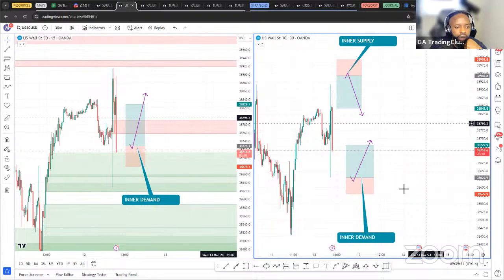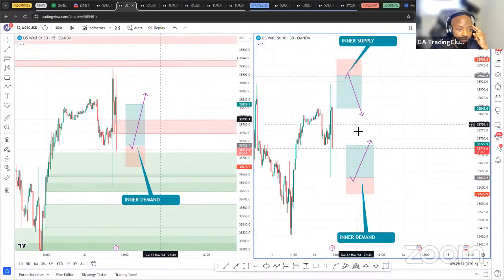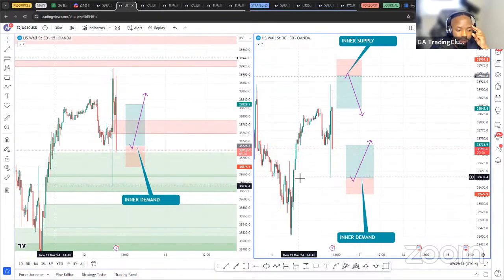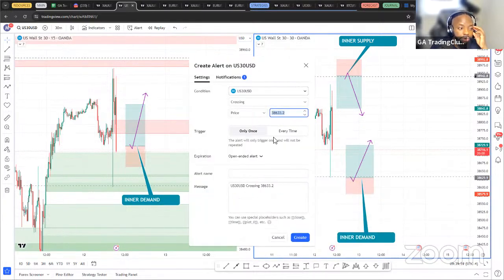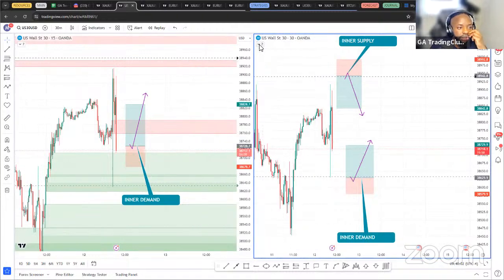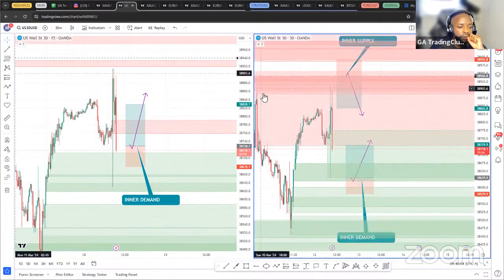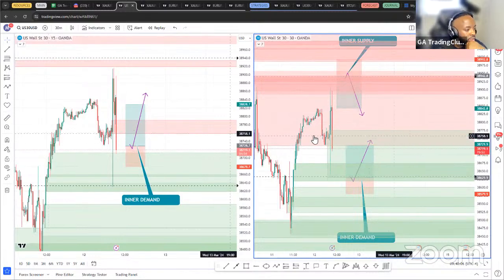So I'll set an alert here near the sell zone on the 30-minute time frame. I'll set an alert here near this demand zone on the 30-minute time frame as well for US 30. So if price gets to those zones, I'll just be alerted.